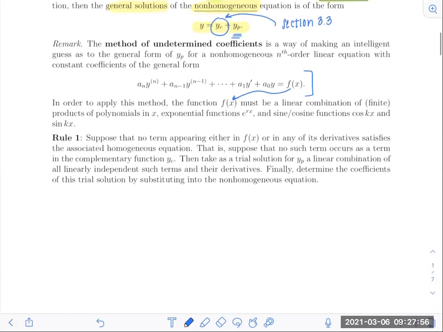So here again, in this video, we're going to focus on how to solve non-homogeneous DEs that follow Rule 1. Let's read through what Rule 1 says.